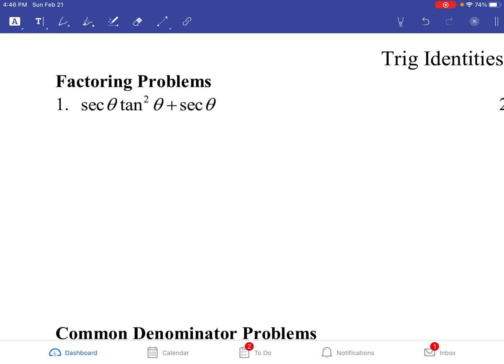You'll notice that in our problem, we have two terms in our whole expression, secant times tangent squared, and then the second part is plus secant. What you should also notice is that both of these terms share a secant. So what we can do is take out a greatest common factor of secant. If we do that, we're left with tangent squared plus, if you divide secant by secant, you get 1.